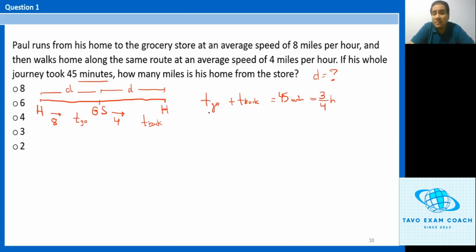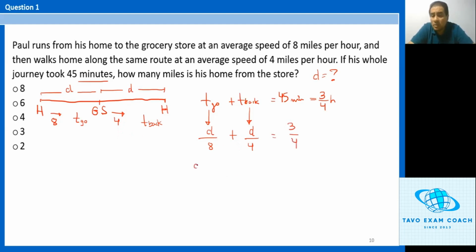Okay, but the time to go to the grocery store can be expressed as the ratio of the distance divided by the average speed in the first span. Also, the time to go back home will be the same distance divided by the speed he used in the second span on the way back home. Is the distance divided by 4 miles per hour. And this will be equal to 3/4.